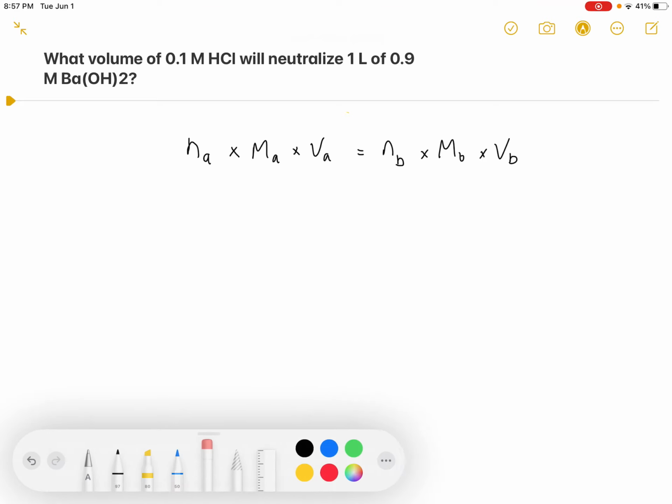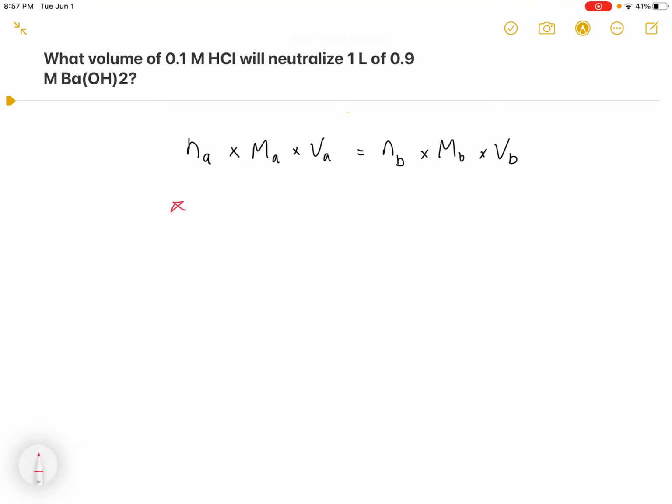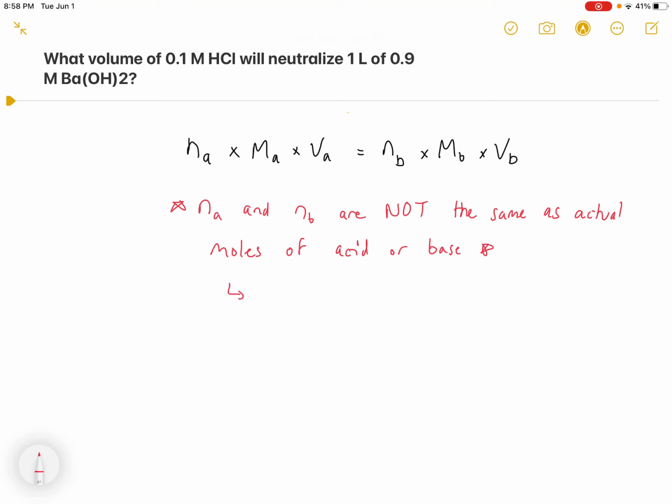Again, keep in mind, I'm just going to write this here: Na and Nb are not the same as the actual moles of acid or base, right? They are moles of H plus and OH minus. It's very, very important to keep that in mind because we have to remember our stoich.